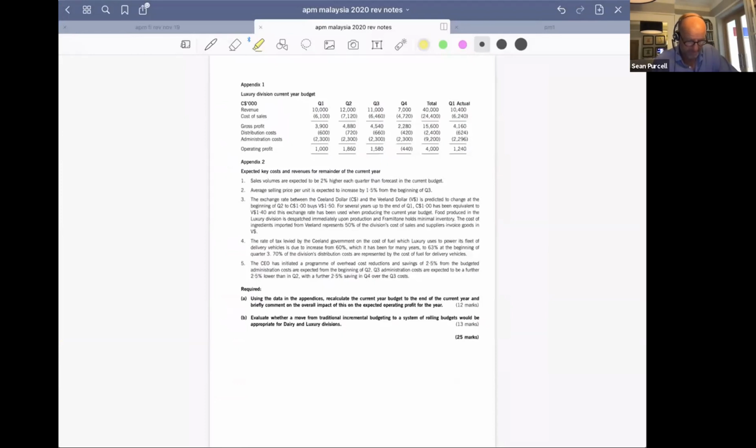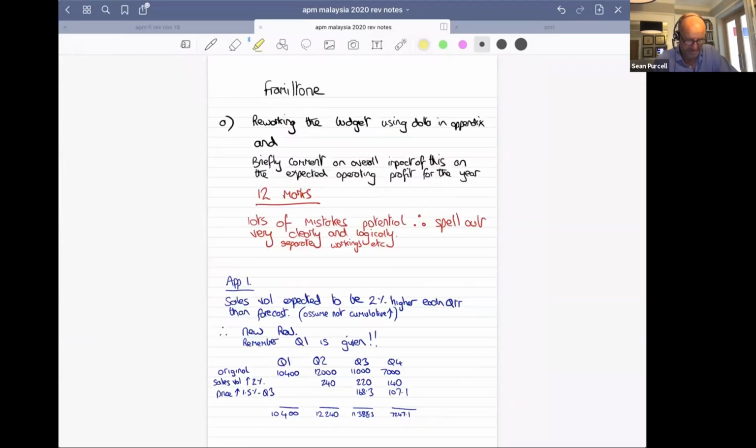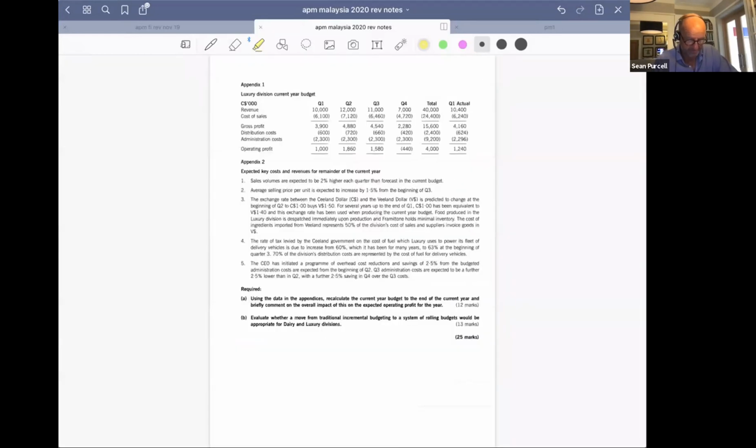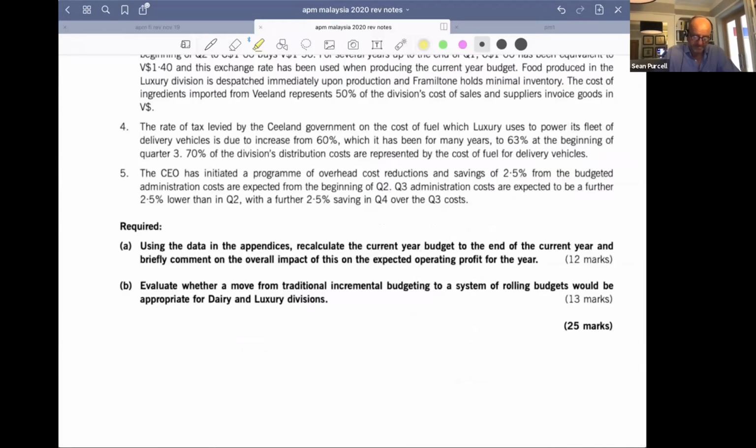I think this was a numbers one. Again, just to show you the requirements: using the data in the appendices, recalculate the current year budget to the end of the year and comment on the impact on the expected operating profit, 12 marks. So probably about half for the calculations, half for comment on the impact. And then it talks about, do we move from incremental budgets to rolling budgets?